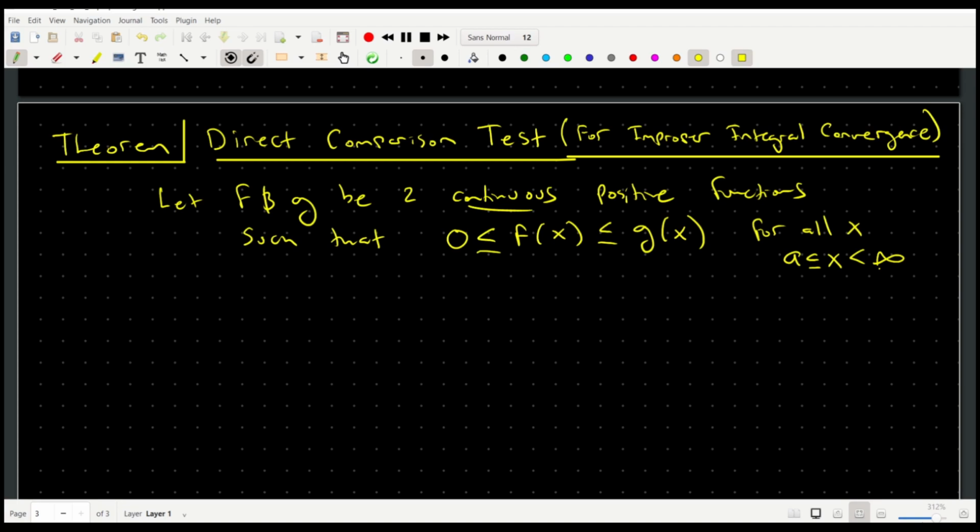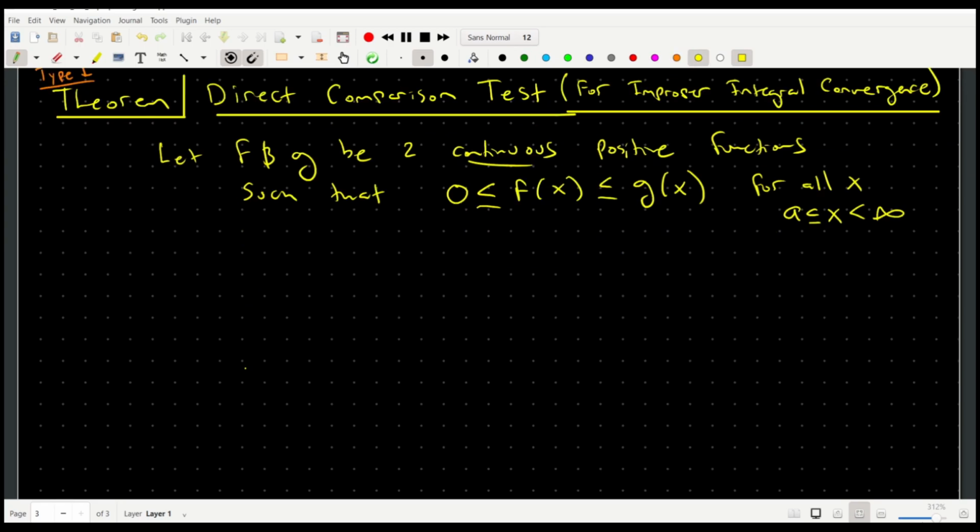I should also state that this is the direct comparison test for improper integrals of type 1. It can be stated word for word, or almost word for word, the same for improper integrals of type 2. I'm not going to write this down, but it's very, very similar, and the idea behind it is similar. Mainly, we have 2 conclusions from this theorem.